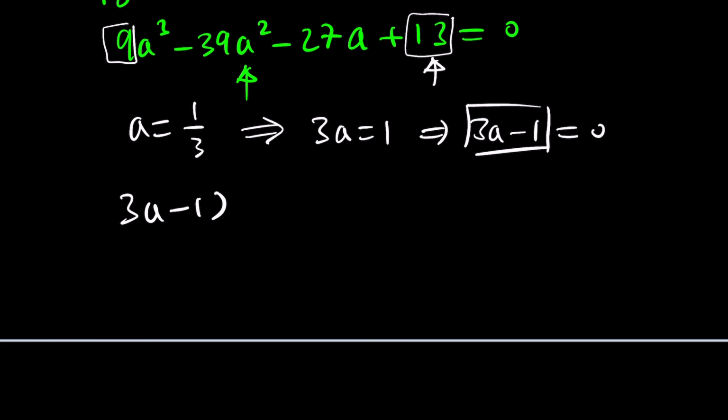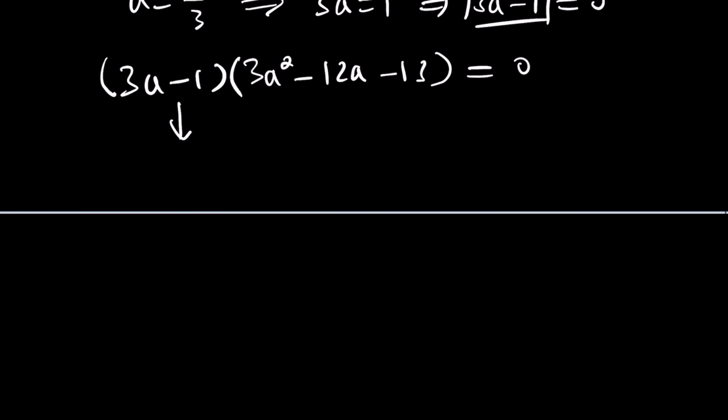So in its factored form, our equation is going to look like this: 3a minus 1 multiplied by 3a squared minus 12a minus 13 is equal to 0. And like we said earlier, a is equal to 1/3 from here. The other solutions are not that good, but guess what? They still work. But we only need to find one square root, or one cube root, which I'm going to show you how to find the other ones.